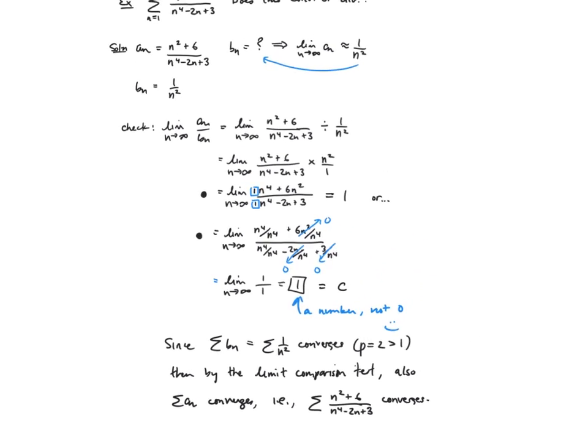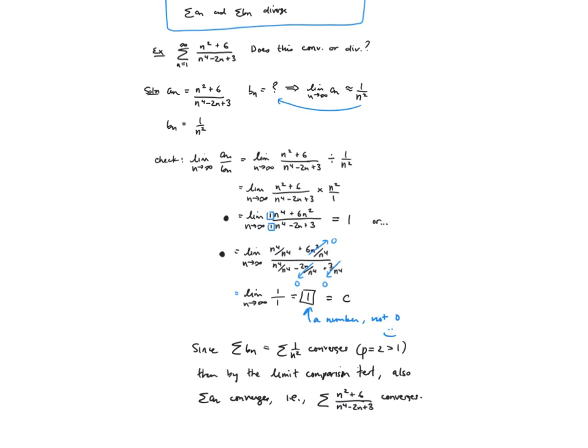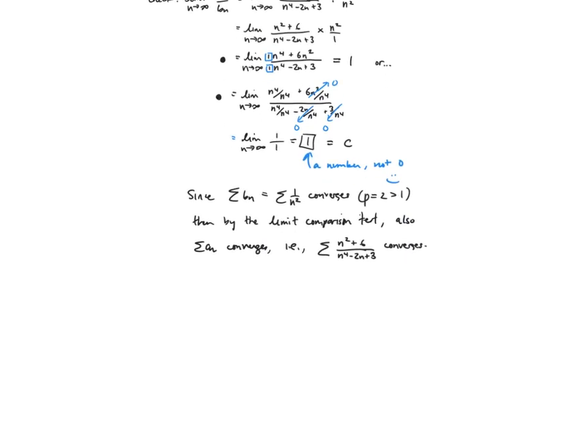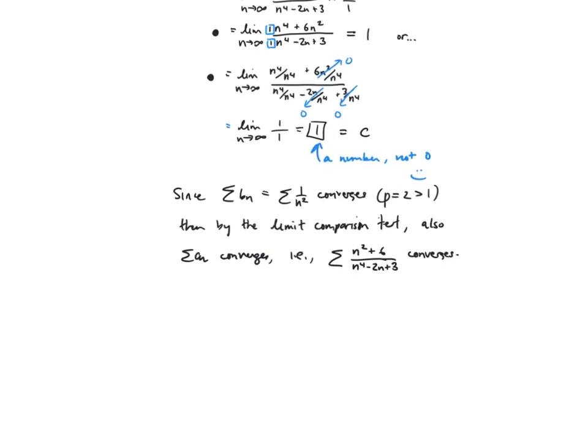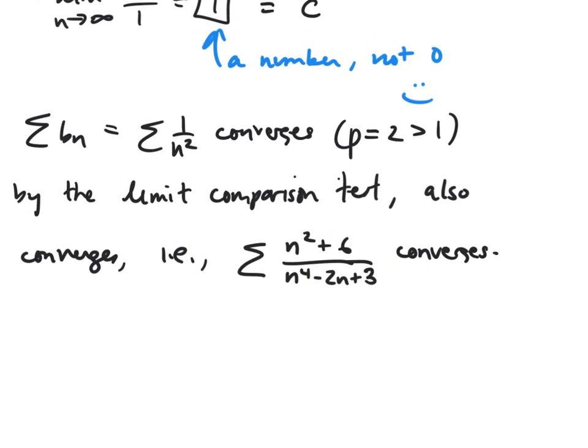Okay, so in this case, because bn obviously converges, and since an and bn have a ratio limit of 1, then we can borrow that convergence onto an and make our final statement here. So our sum of n squared plus 6 over n to the fourth minus 2n plus 3 converges.